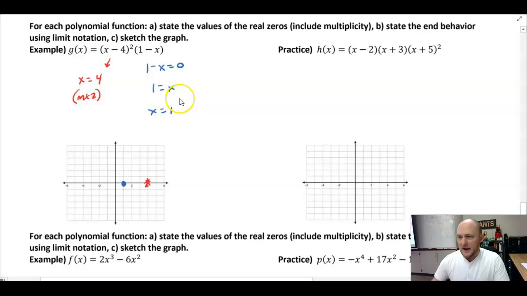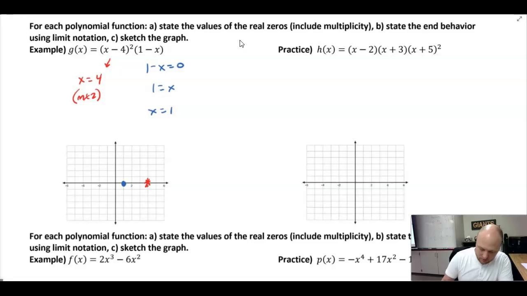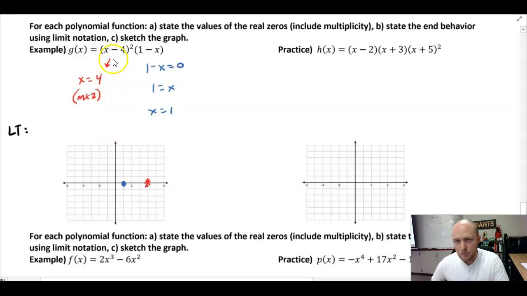So there's my zeros. And then we want to state the end behavior. In order to do end behavior, you need to know what your leading term is, and I'll abbreviate that LT. Based upon this, my leading term is going to be x times negative x times x, which is negative x to the power of 3. This is negative, and that means my right side's going to go down, and the degree is 3, which is odd. The left side will do the opposite of what the right side's doing, so this is going to go up. So there's my end behavior.